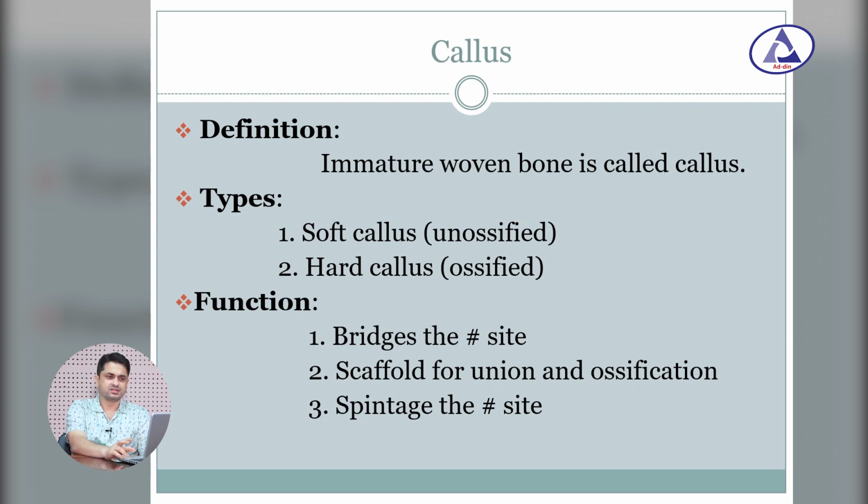There are two types of callus. One is soft callus, which is unossified, and another is hard callus, which is ossified. Now the function of callus is that it bridges the fracture site. It acts as a bridge. It is a scaffold for union and ossification, and splints the fracture site.